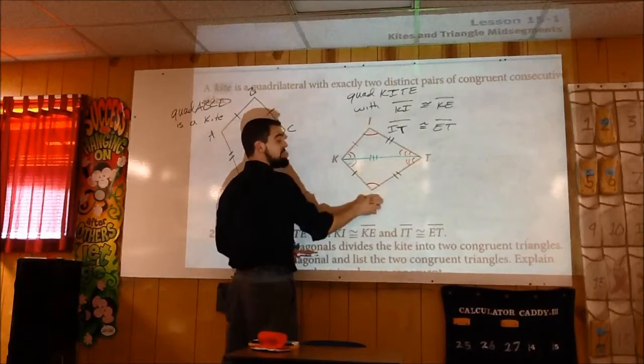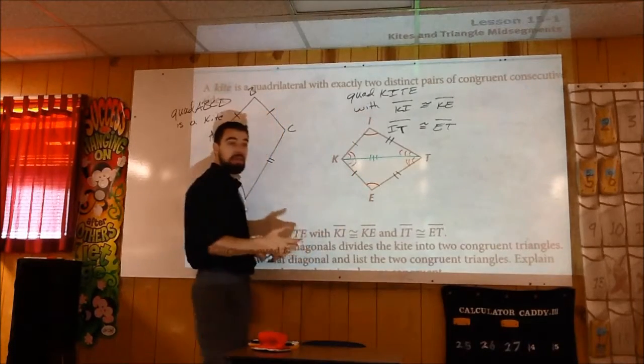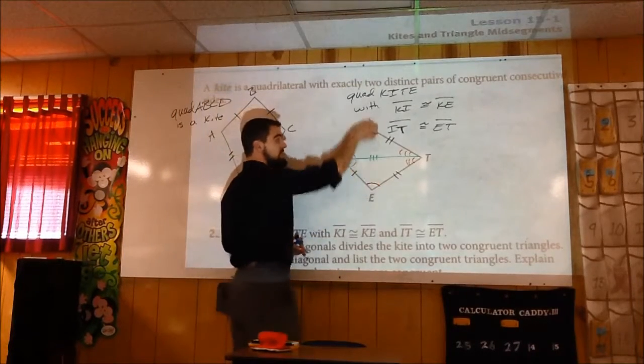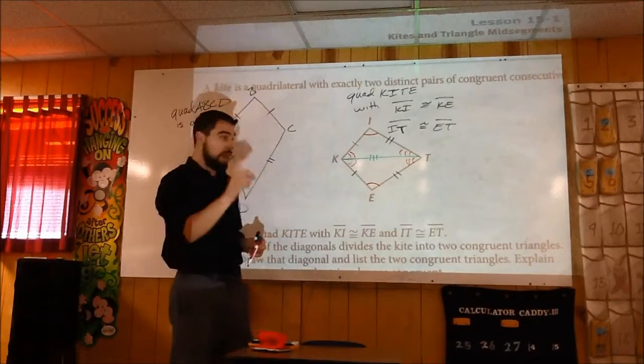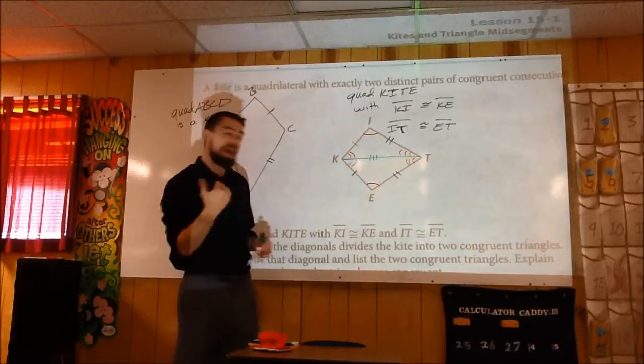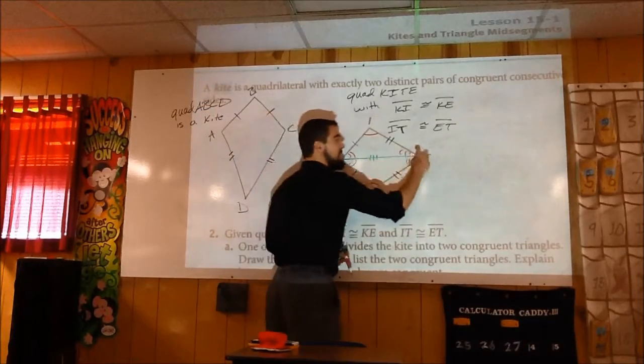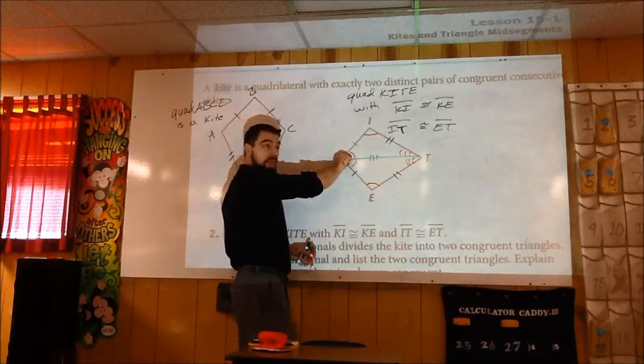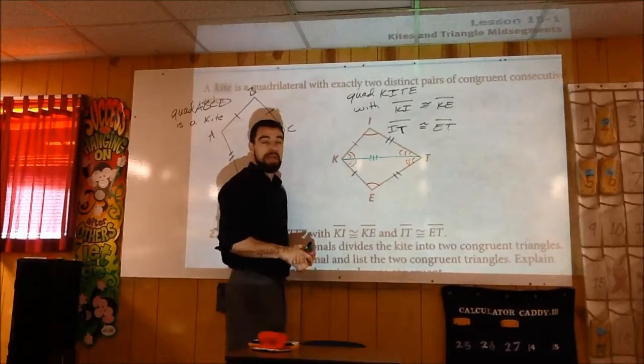One pair of opposite angles are congruent, because angle I is congruent to angle E. Once we looked at them as split up triangles, we can say those are congruent and corresponding. So yes, one pair of opposite angles are congruent. We cannot say that this pair of opposite angles are congruent, because we don't know if these two added up is going to equal that added up.